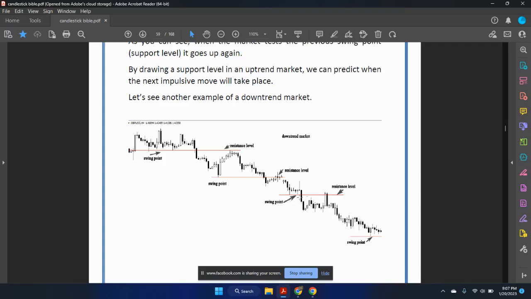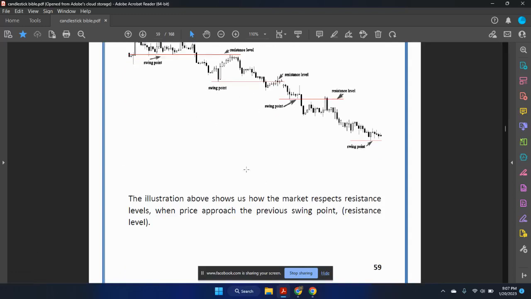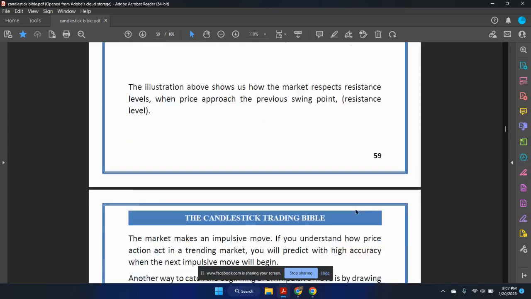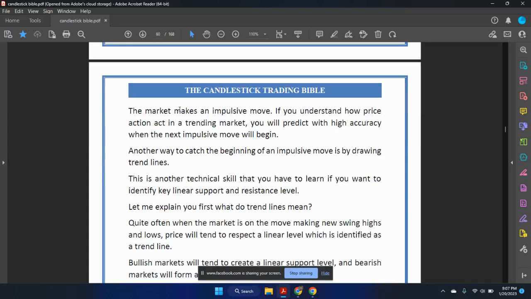She goes down, breaks the previous swing point, and comes back to retrace. She doesn't go past that swing point. Now it's a resistance level. She goes down. It says the illustration above shows us how the market respects resistance levels when price approaches the previous swing point resistance level. The market makes an impulsive move. If you understand price action in a trading market, you will predict with high accuracy when the next impulsive move will begin. So like I said, you want to have that price action.